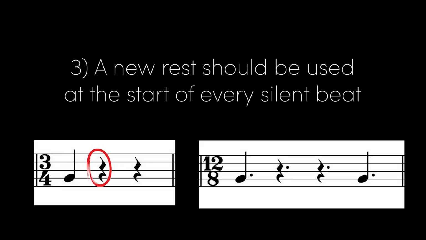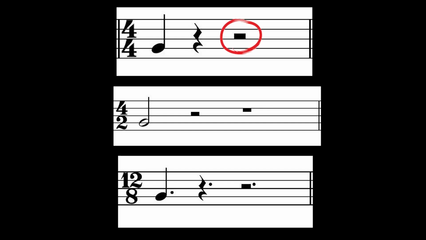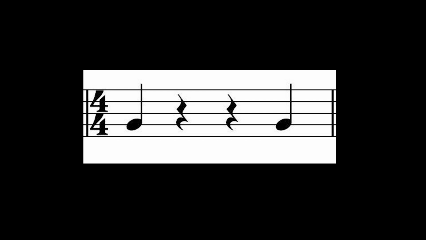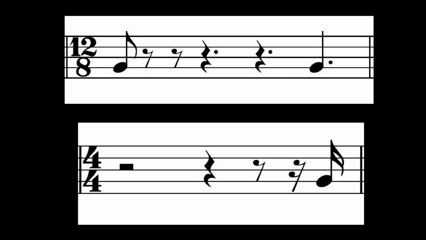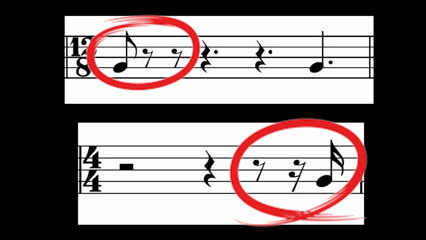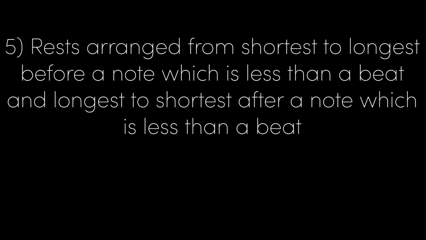Rule 3. Use a new rest at the start of each silent beat. Apart from empty bars and quadruple time, where half the bar is silent, in all other cases, every distinct beat gets its own rest. Rule 4. Show each subdivision when a silence lasts less than a beat. In both simple and compound time, you can't use the dotted rest for a silence shorter than a full beat.